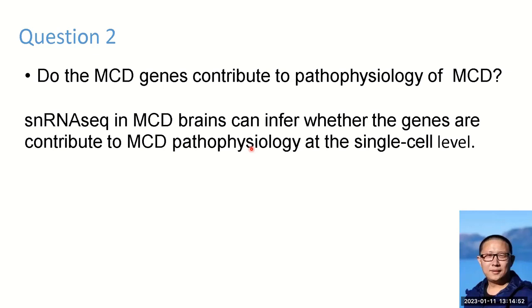The question we next have is whether the MCD mutations we detected and the new genes we found are actually causing the phenotypes in the patient brains. So we analyzed 2 brain tissues from normal controls and a total of 5 MCD cases using single-nucleus RNA sequencing. This technique can analyze the transcriptome of each individual nucleus from the brain tissues to massively show the cell type differences between control and MCD brains and the expression of each of the genes in each of the nuclei.